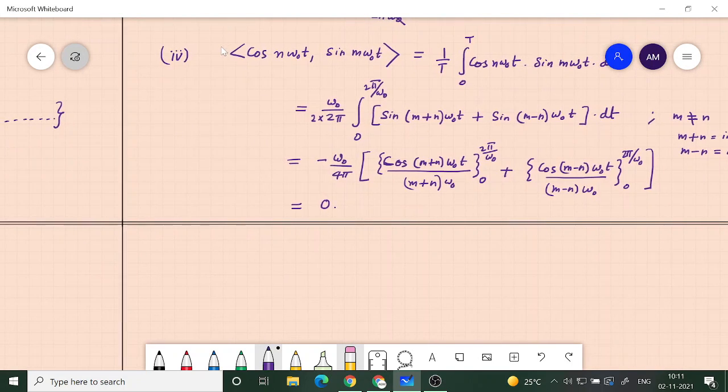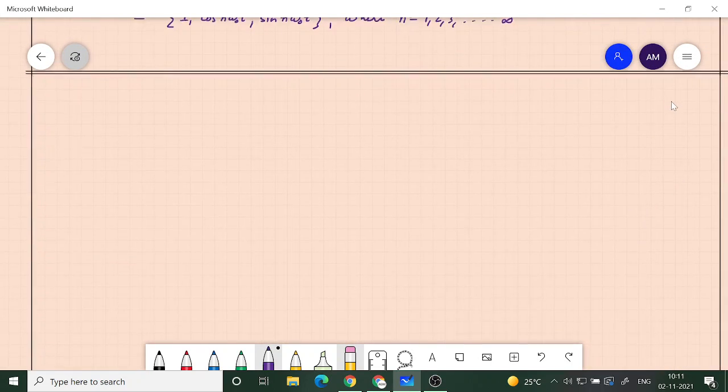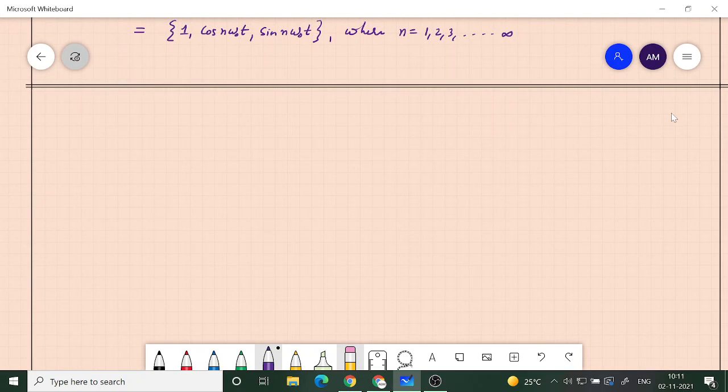Now what remains to be shown is the case where they are the same. If they are the same, I said we will get the power of the signal. Okay, so let us do that also. Power of signals in the trigonometric Fourier series orthogonal set.